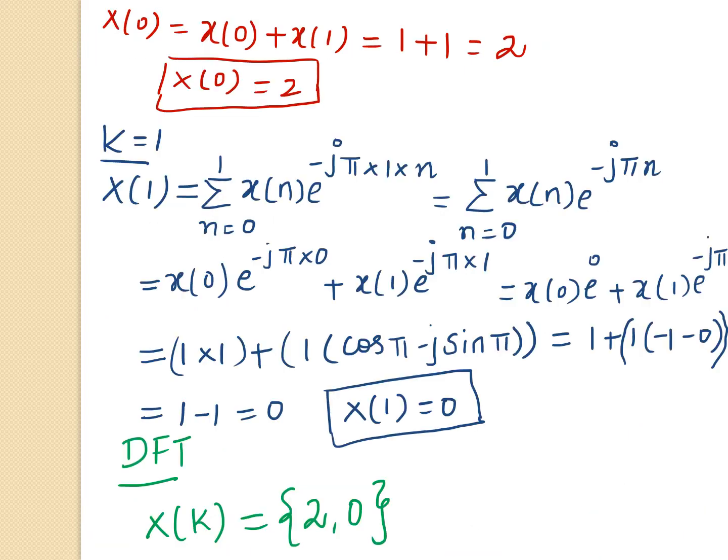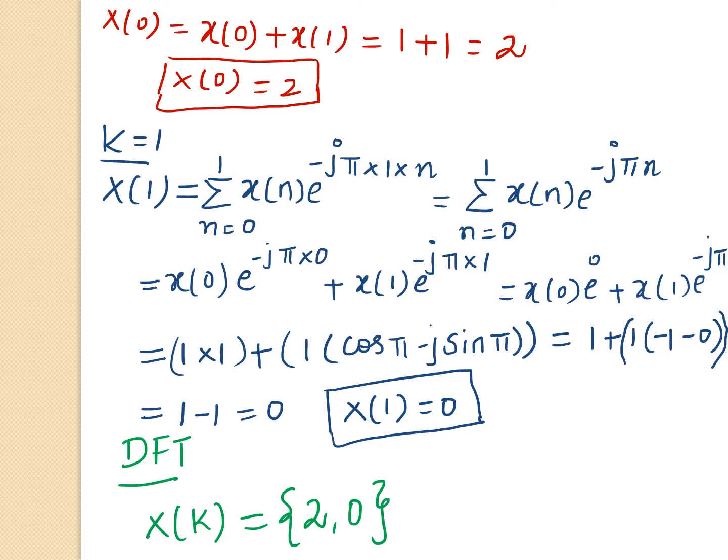So x of 0 plus x of 1, the value of x of 0 is 1 and x of 1 is also 1 from the given question. So 1 plus 1, we get X of 0 to be 2. So the X of 0 value is 2.